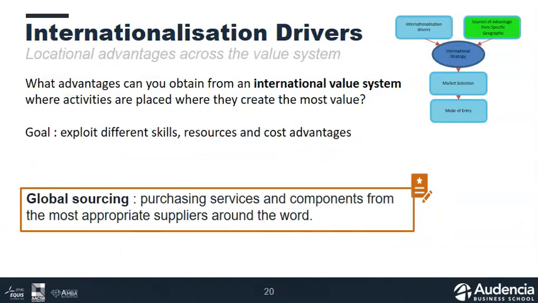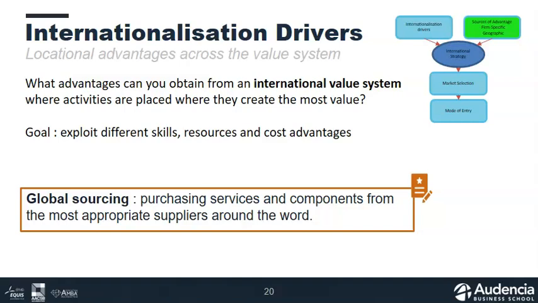So if Porter's diamond model allows us to understand the advantages of our home country, we can also look beyond our home country and start looking at advantages that we can obtain from having an international value system, where we place our activities or parts of our activity in different countries, in different locales, where the value can be the highest. So if I can put parts of my operations in one country and parts in another and parts in another, maybe I can create a competitive advantage due to the fact that each of these countries offers a specific advantage.